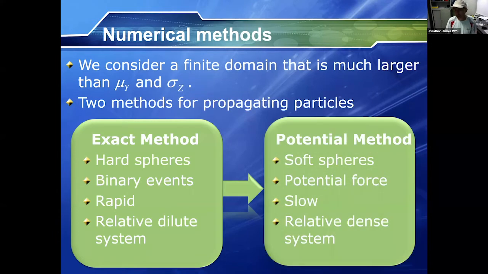Because of that, we need to sometimes switch to another method. Whenever we have these kinds of drawbacks, we have to switch to a method which is based on a potential. Now we treat the particles as being slightly soft spheres. When they overlap, we say they have a strong potential force. Unfortunately, this method is much, much slower than the other method, but it can work very well for dense systems. So this is basically how we solve this problem.